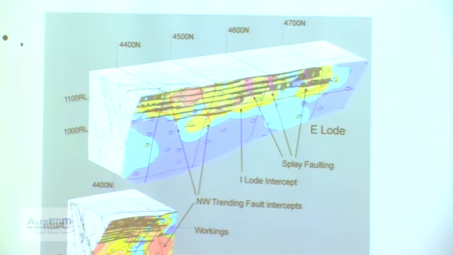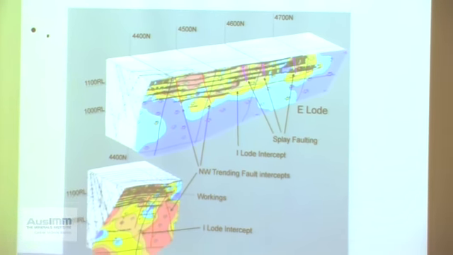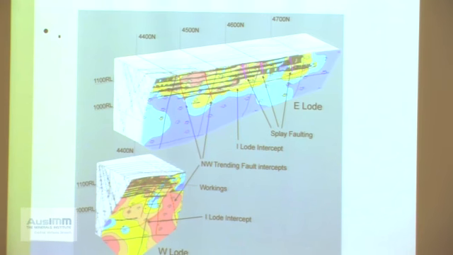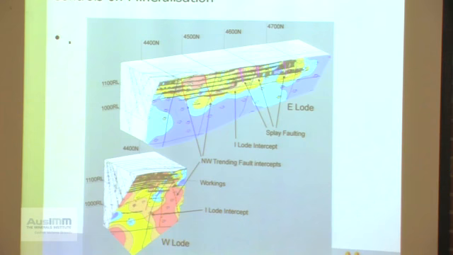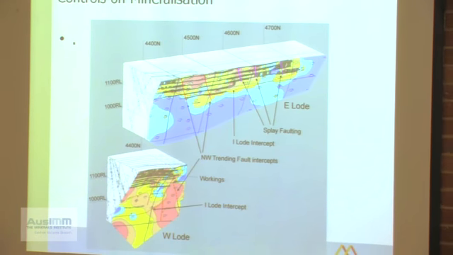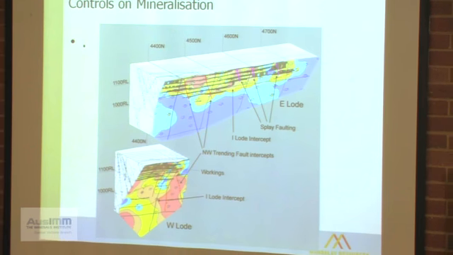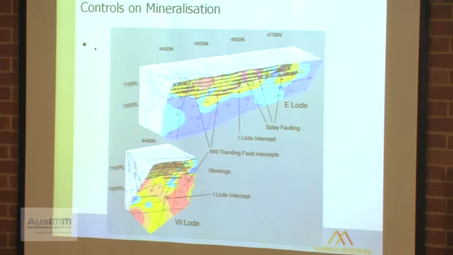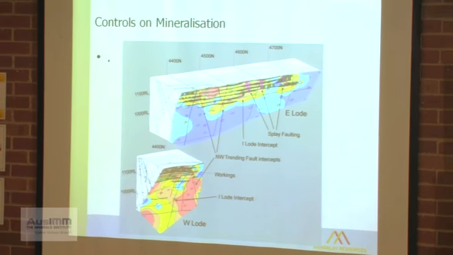This is one of Chris Davis's great creations. This is trying to show the interaction of high grade as we're looking from south to north through E lode and through W lode in the Augusta deposit, the interaction of some cross faults which are northwest trending and dip to the northeast, and the interaction between these faults and the high grade chute control of the ore body.